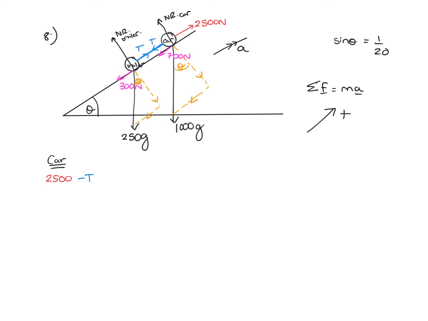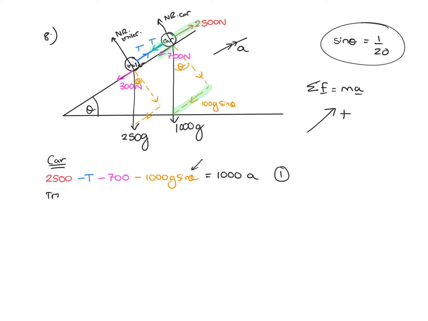We have 700 as well, which is negative, and then we have this component here, which is also negative, and that component there is 1000 g sine theta, so that's minus 1000 g sine theta. So just highlighting the components that we're working with in green so you can see all of those, and that equals the mass 1000 multiplied by the acceleration a, and of course we know that sine theta equals 1/20th, so that can be substituted in a second.